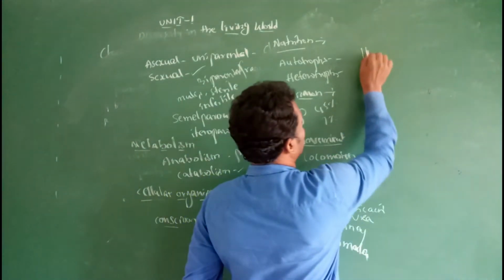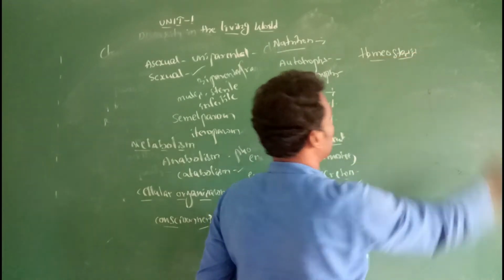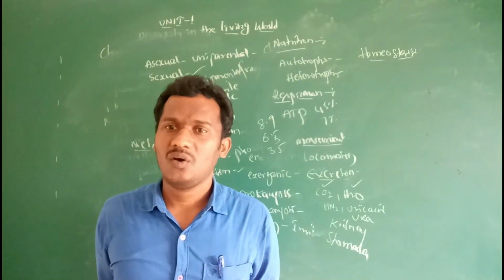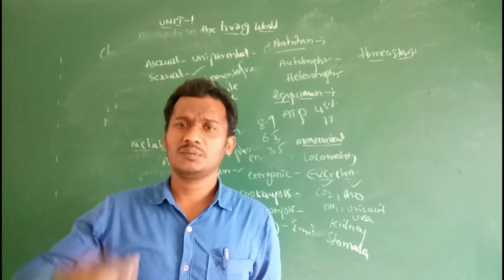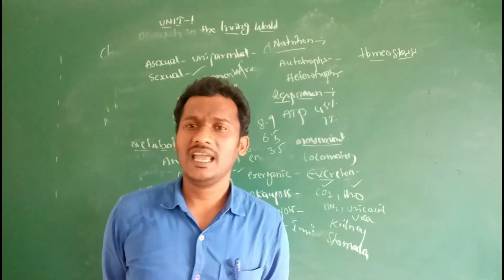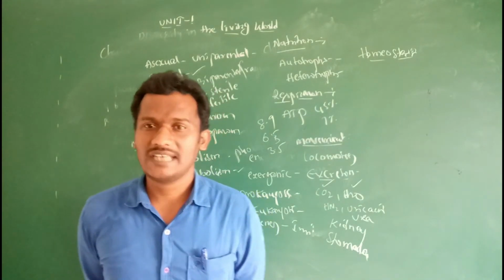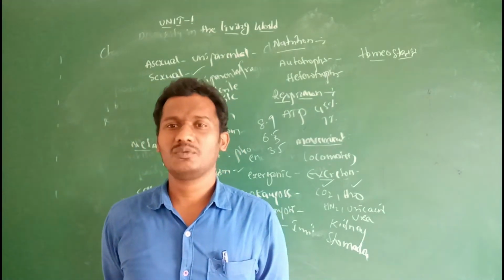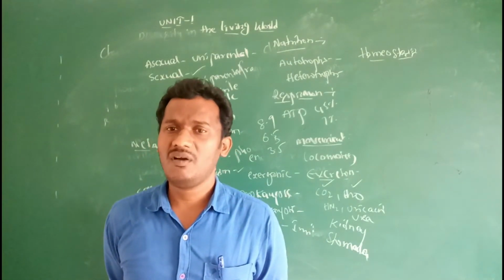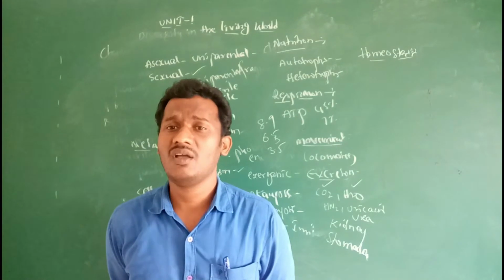Next one, homeostasis. Homeostasis means the ability of the organism to maintain a favorable dynamic consistent internal environment. This is known as homeostasis. It is a self-regulation process. Homeostasis means maintaining the favorable dynamic consistency of the internal environment of the body of an organism. Homeostasis is self-regulation of the body of an organism.